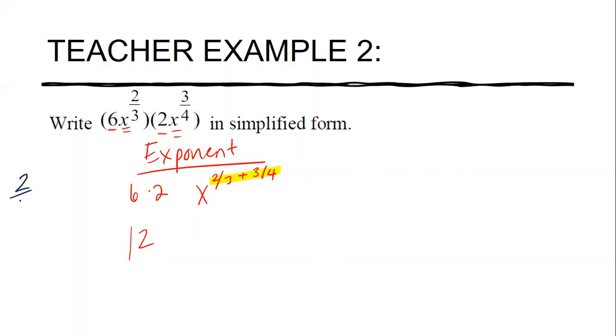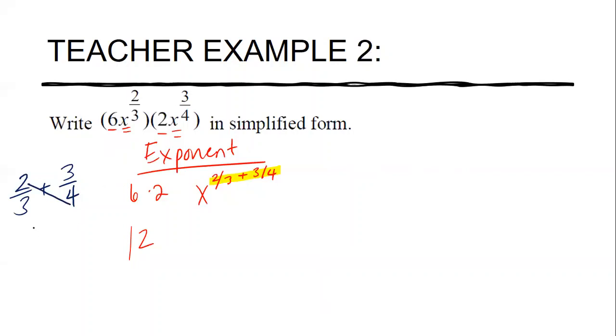So we have 2/3 plus 3/4. Now, if you're good and quick at finding common denominators and going through the process, awesome. If not, here's a little shortcut. It's very similar to proportions, but it's not proportions, okay? Because there's no equal sign. So we're going to cross multiply.